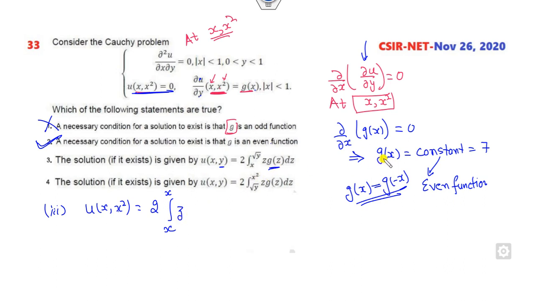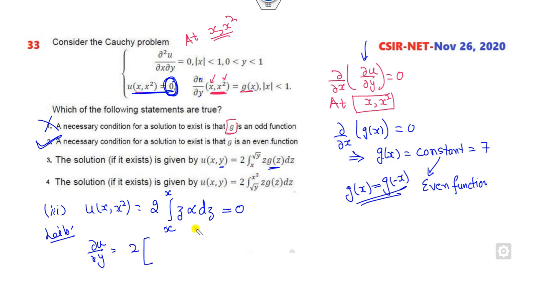G of z is my constant, so I can consider this as alpha. So when the lower limit and upper limit are the same, it's 0, so it's satisfied. Now look at this second option. If you take the partial derivative with respect to y, you have to apply the Leibniz theorem.